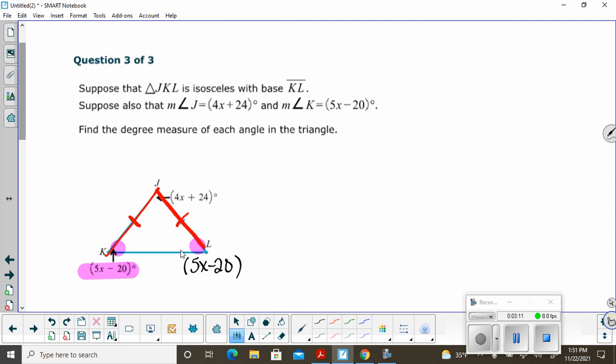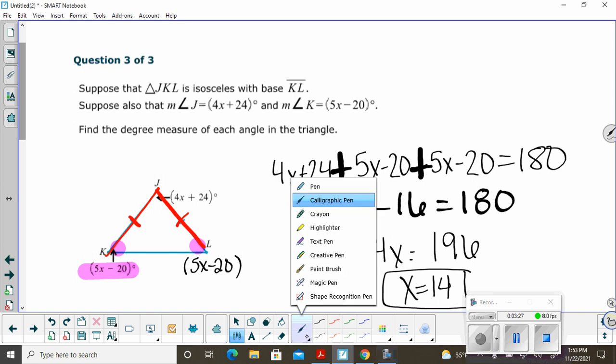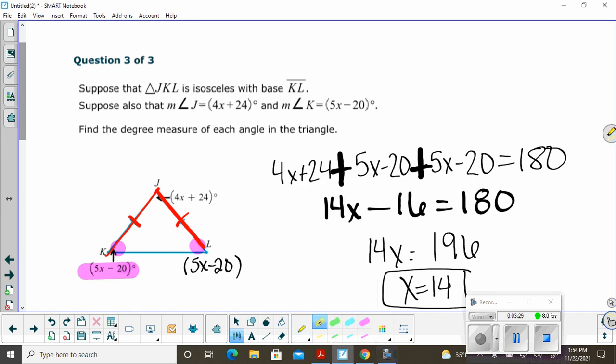Well, we know what all three of our angles are in relation to x. Can we solve them out? We're going to take all three angles and add them up to 180. When we solve everything out, combine like terms, we get x equals 14. The question is, are we done? Well, let's find out what it's asking.